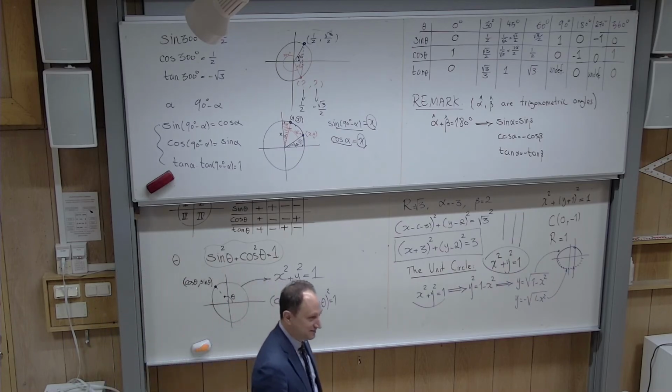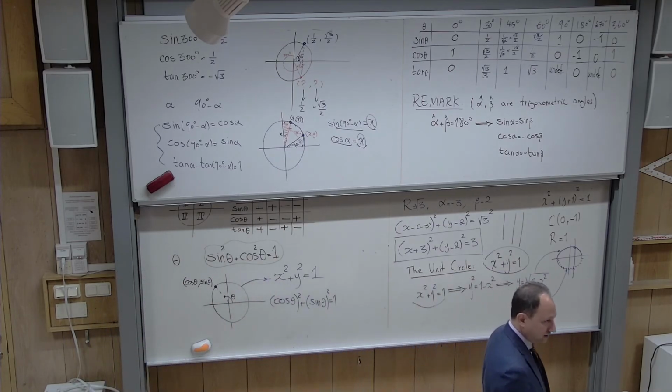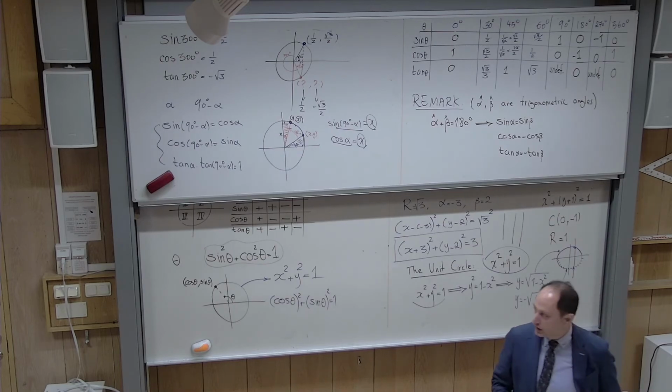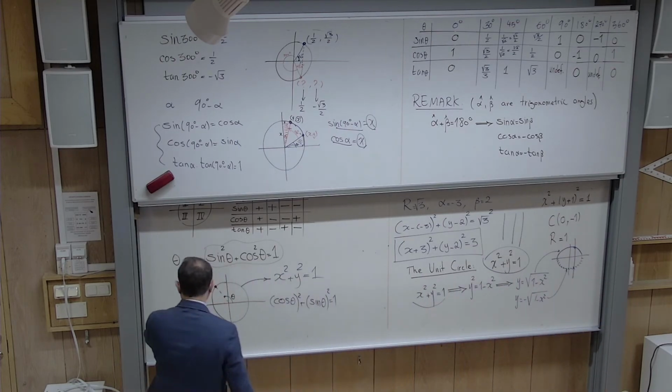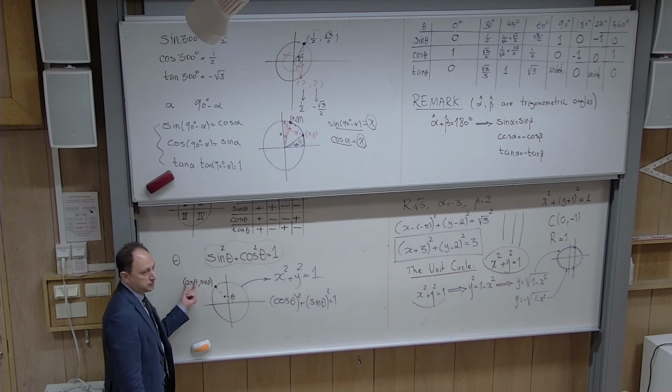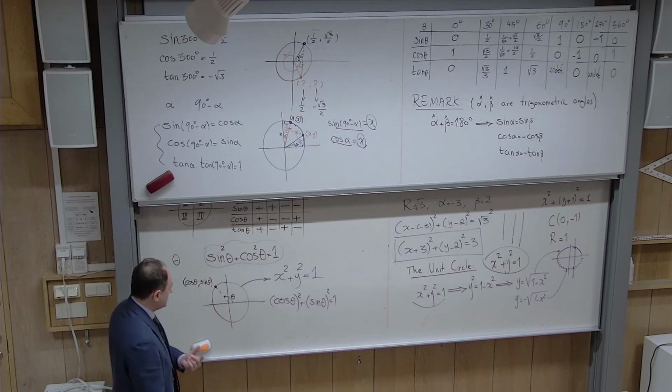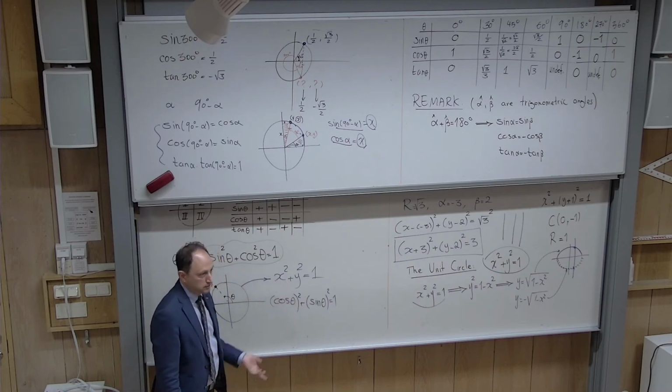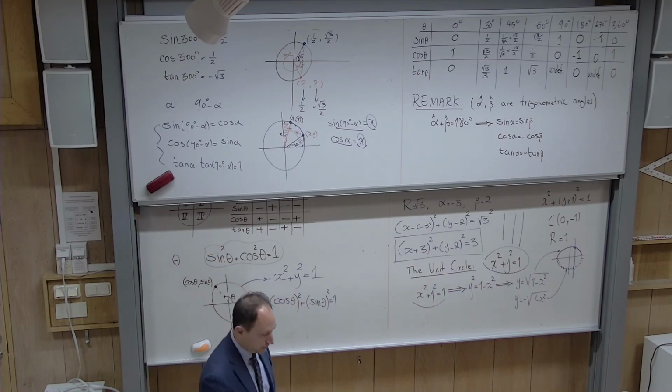No, but if it's in the second quadrant, wouldn't cosine be negative? No, don't worry. Yes, cosine is negative, so this number is negative. But I don't care. I am just taking this number, whatever it is, and I am putting it here. Yes? That's actually the idea.